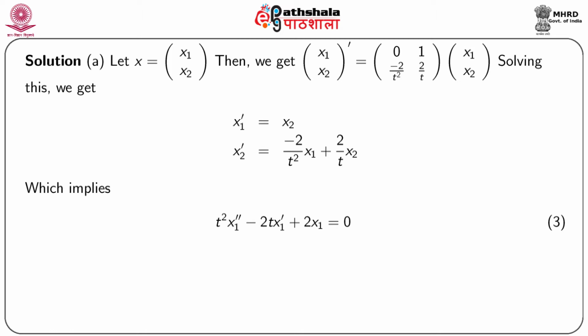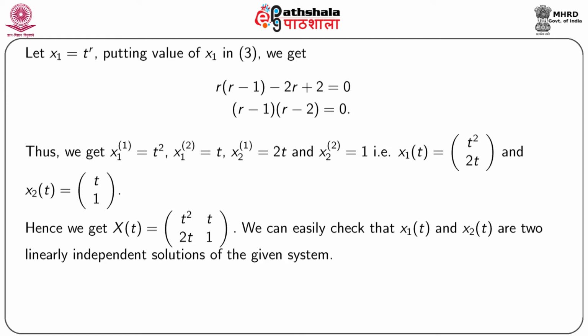This can be expressed in the form t square x1 double dash minus 2t x1 dash plus 2 x1 equal to 0. You get this equation if you differentiate the first equation: x1 double dash is equal to x2 dash, and then you substitute this x2 dash here and you get this equation number 3.